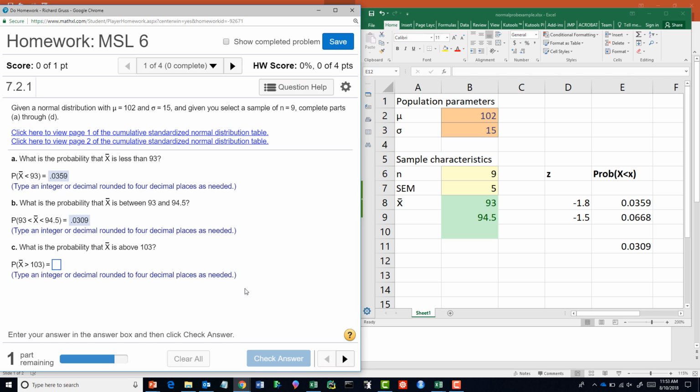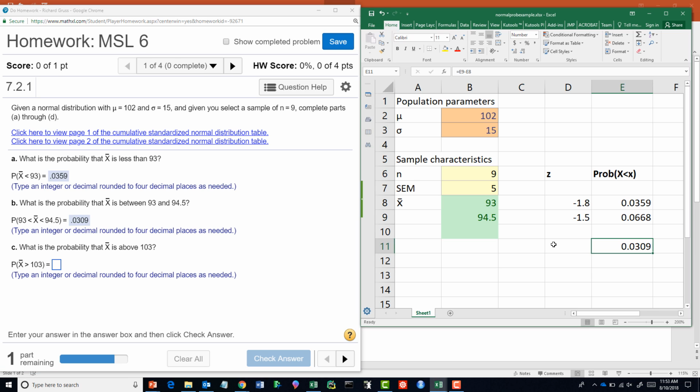Okay, so now what's the probability that x bar is above 103? Now remember that probability above is just going to be 1 minus the probability below. So let's figure out the probability below 103 and then just do 1 minus that. So let's do the same calculation over here.